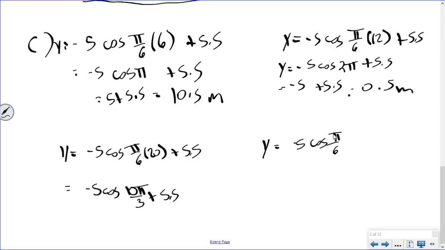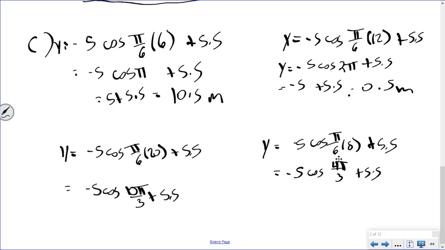So pi over 6 times 8 plus 5.5, which is -5 cosine of 8 over 6, now 4 pi over 3, plus 5.5, which is a little bit more what we're used to seeing, right? So 4 pi over 3, that is in my third quadrant after pi over 3 radians.